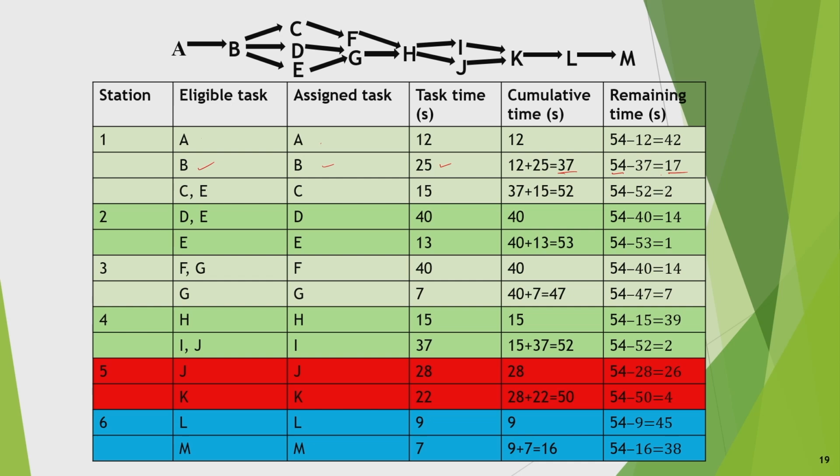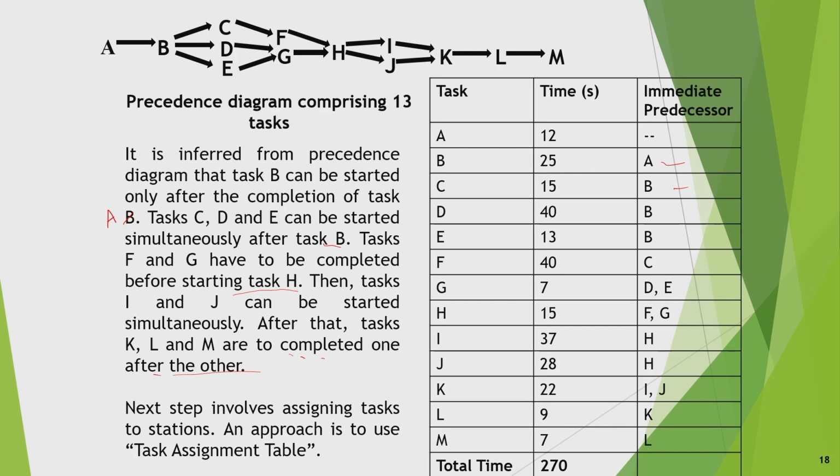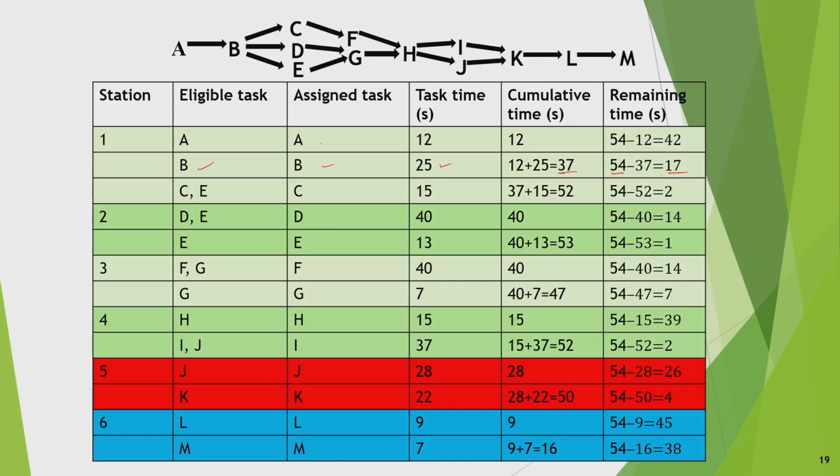Okay, leave that. Make another station. Go to station number 2. In station number 2, the eligible tasks are D and E. After C is done, D and E both can be done, but I am assigning D. Why? Because D takes maximum time, 40. So first give the bigger one, 40. So 14 seconds time is left. Then the eligible task is E, and E takes 13. So 40 plus 13 is 53, and now there is no task which can be done in 1 second. So leave it as it is.